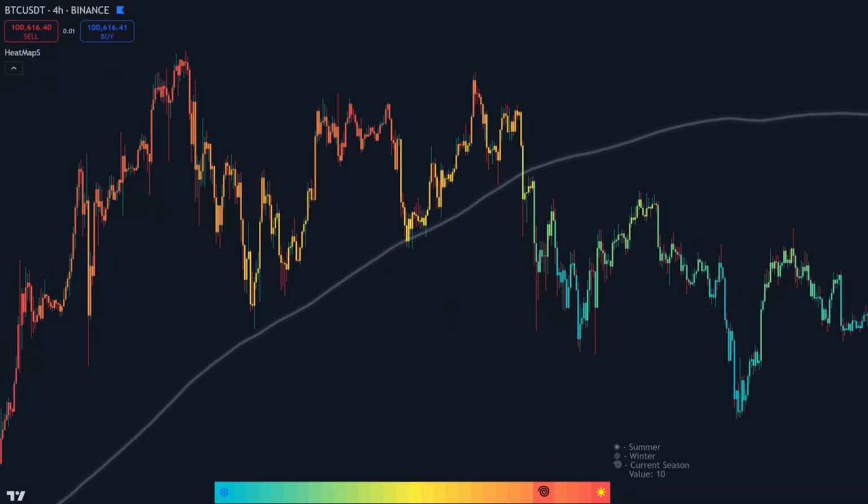Now, let's walk through some of the key features of the Heat Map Seasons indicator. Heat map visualization helps you quickly identify overbought and oversold conditions. Warm colors like red and orange signal overbought levels, while cool colors like blue point to oversold levels. This makes it easier to spot trading opportunities at a glance. The regression line acts as your trend reference point. It shows how far prices deviate from the trend, helping you identify potential breakouts or reversals.